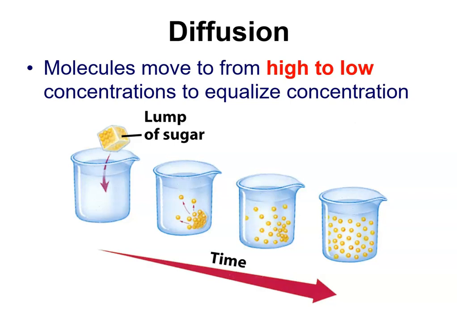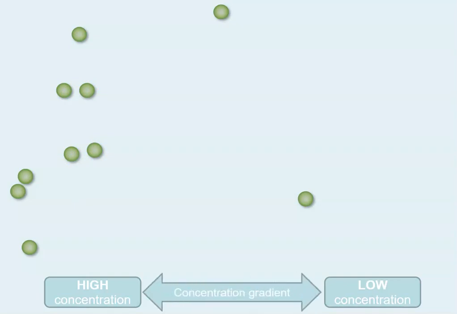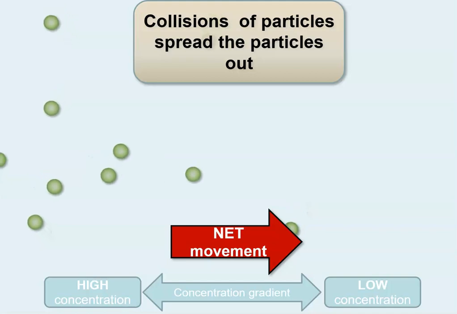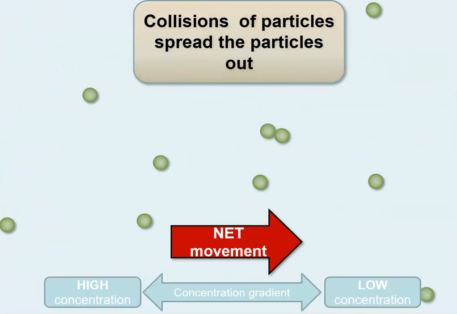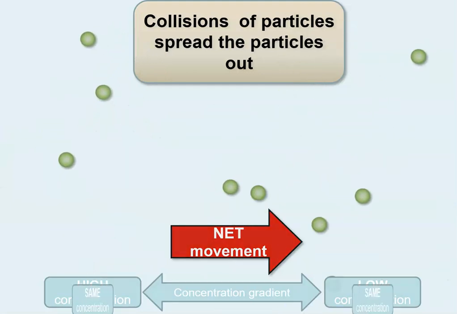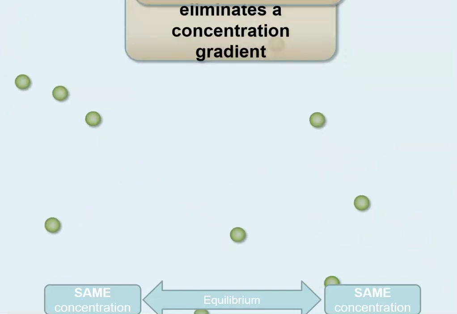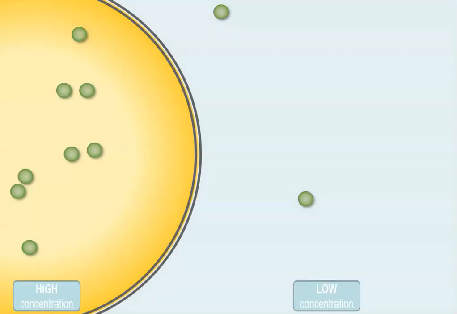In lab, you should be doing a little lab with a bunch of green particles, and there are a lot more on this side than that side. The particles are constantly going to be moving, and they're always going to move so that they will spread out. They'll do this until we get an equal concentration going on. That's what we call an isotonic relationship, until we get it equal on both sides.